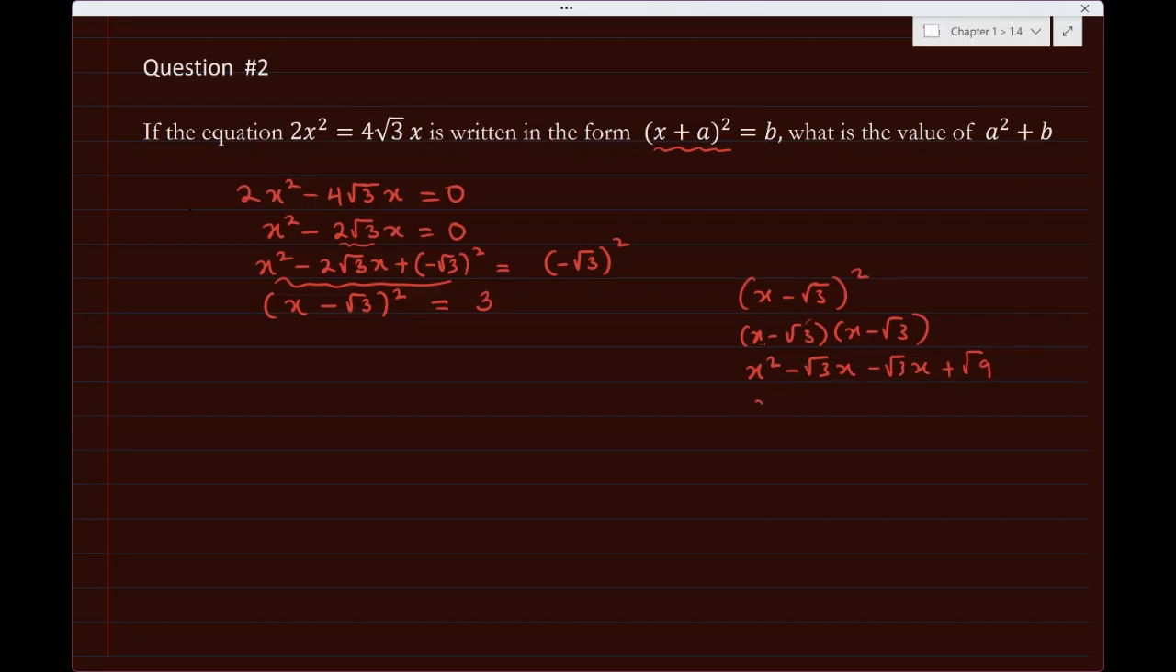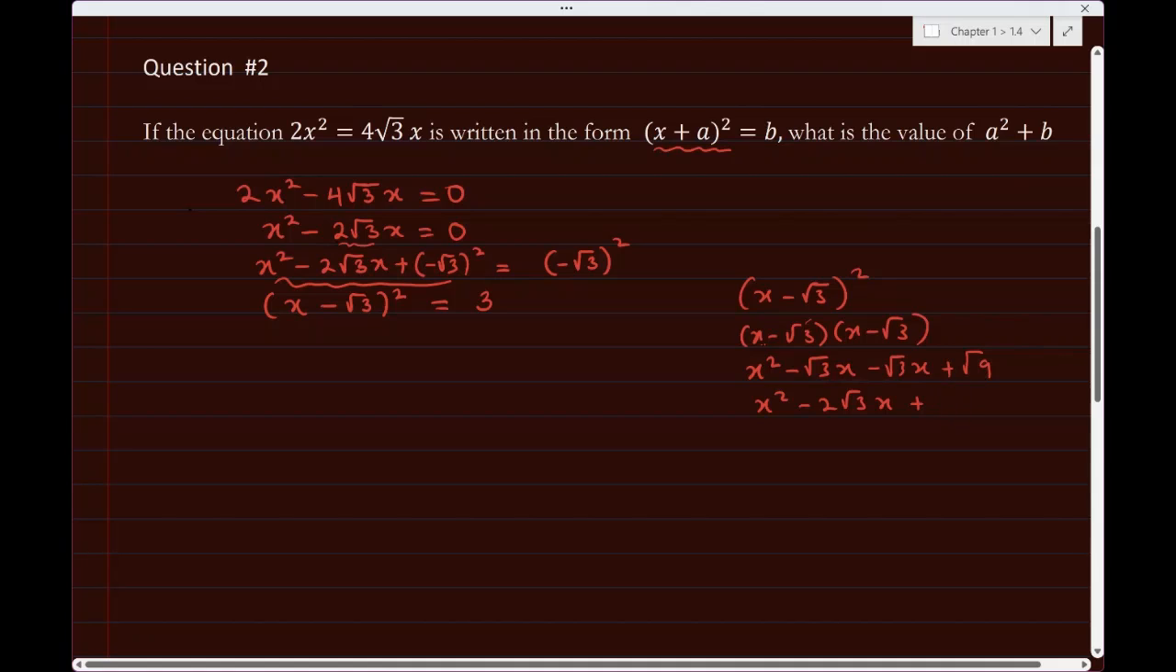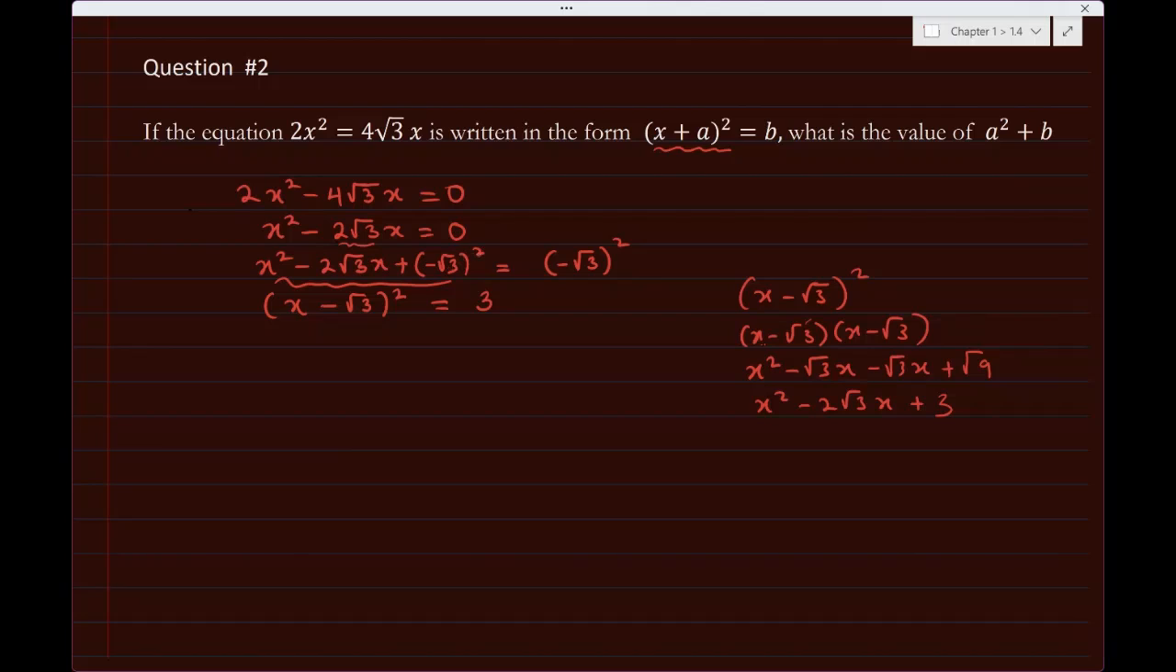And now this becomes x squared minus 2 root 3x, then plus 3. Okay. And which is the same thing as this one, because minus here will become plus. Root 3 squared is just 3. So we're fine.